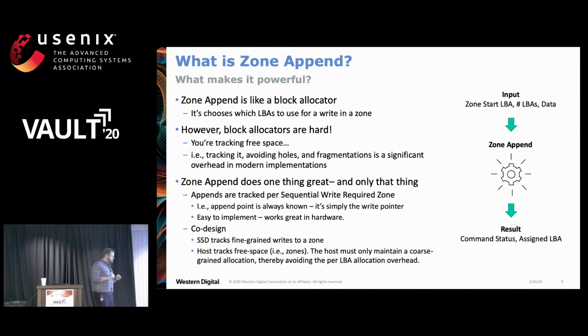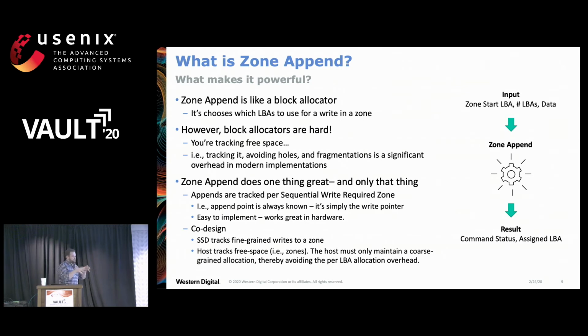The great thing about Zone Append is that it does one thing, and only that thing, which makes it great. It only works within a sequential write required zone. Since we are writing sequentially, it's only the write pointer that we have to maintain. So you get a write, and you allocate space only within that zone. Since you know you're writing sequentially, you get it for free. Here's the data, and inside the drive, it allocates and writes it there, which is pretty neat.